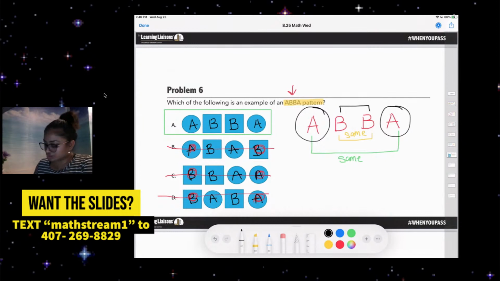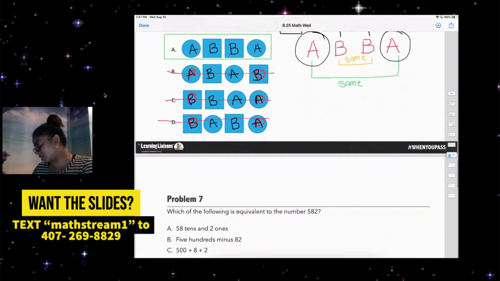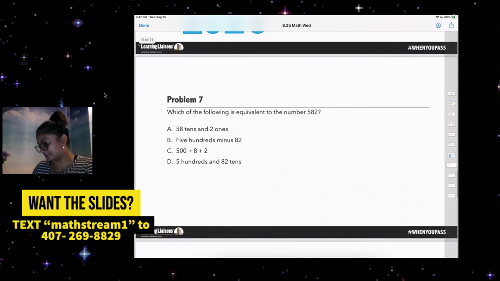But you want to make sure you're looking at what they're asking you about and trying to figure out what they're telling you. They're asking you about a pattern that represents A, B, B, A, and we figured out that the outside shapes need to be the same and the inside shapes need to be the same. Sometimes they're just that easy. Remember, A is our answer, and let's chug along to problem number 7.